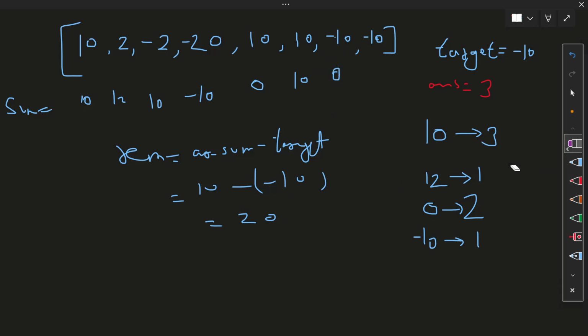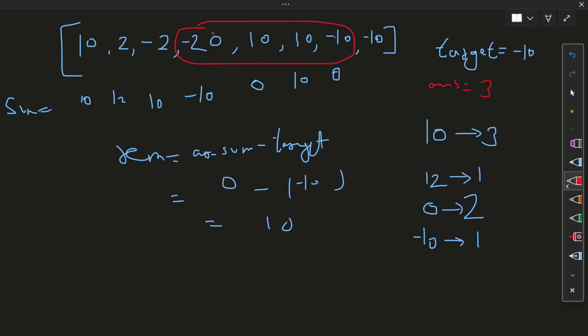So what's the remainder? So 0 minus minus 10 we got 10. Is 10 there? Yes, 10 is there 3 times. It means minus 10 is also there 3 times, ending at this particular position. One is this, and another is this. This summation is minus 10, and another is this. This summation is minus 10.